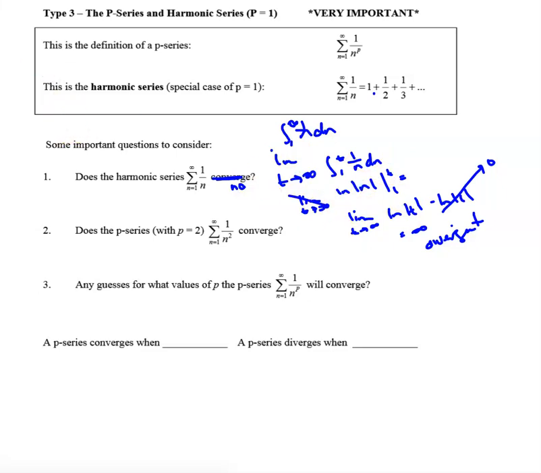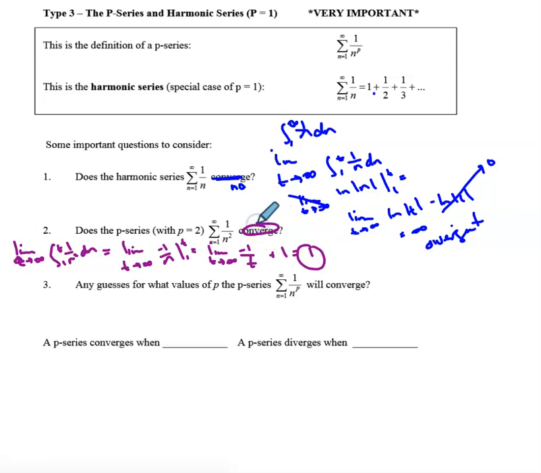So let's take a look at 1 over n squared, and I will go ahead and set it up as the limit as t goes to infinity of the integral from 1 to t of 1 over n squared dn. When I integrate 1 over n squared, I get negative 1 over n, and I'm evaluating that from 1 to t. Now when I plug in t and then 1, I have the limit as t goes to infinity of negative 1 over t minus a negative 1 over 1. And as t goes to infinity, I find that my limit here is 1. So yes, this p-series converges because its related improper integral converges.